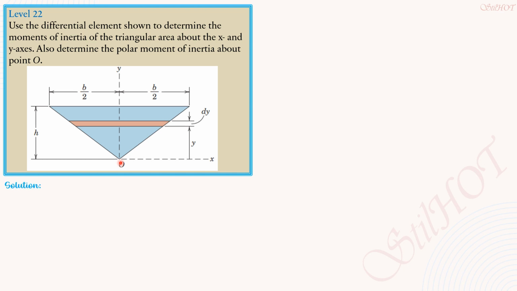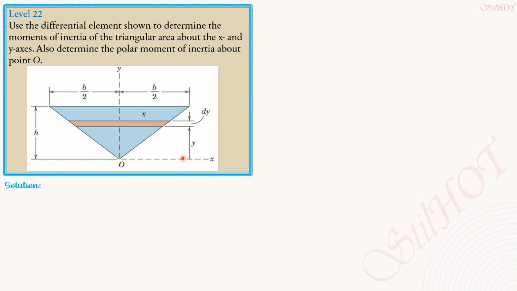So let's call the half length, or distance of this point from the y-axis, x. The thickness is dy, and since the distance is y, differential Ix is 2 times, so we multiply it by 2 because we have two symmetrical areas, left and right of the y-axis, and above the x-axis also.